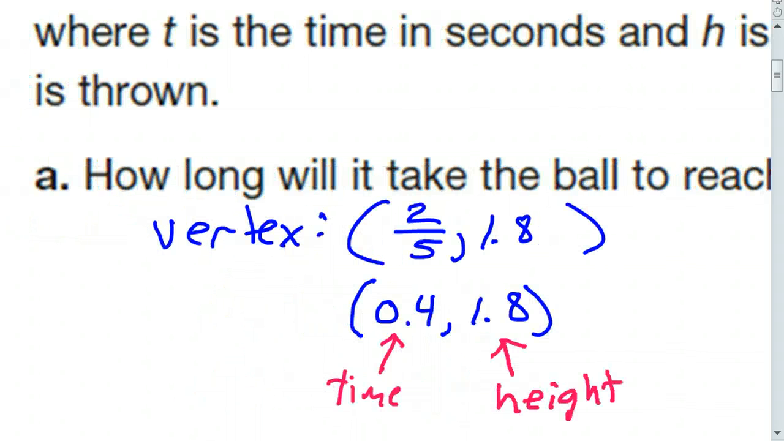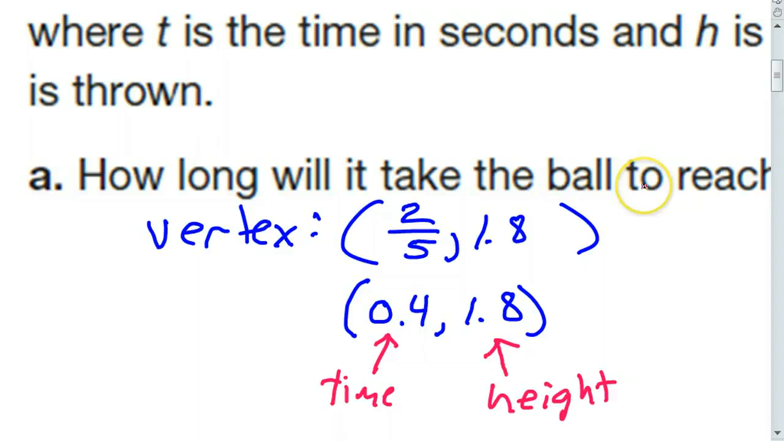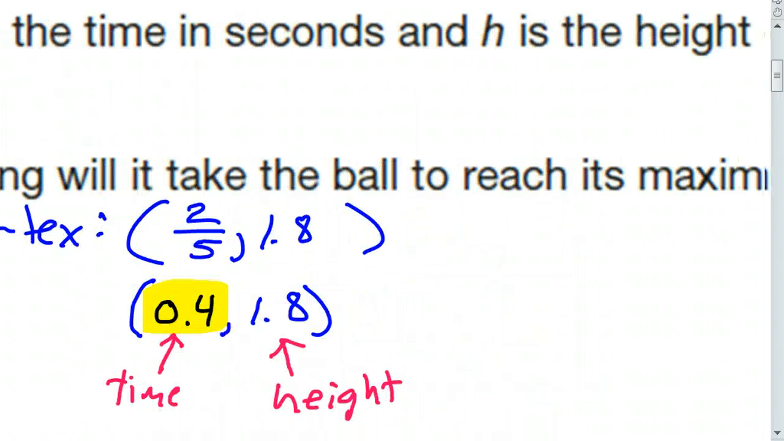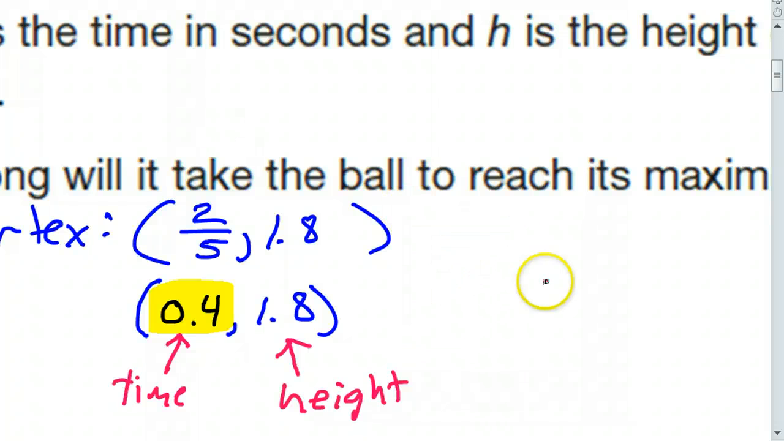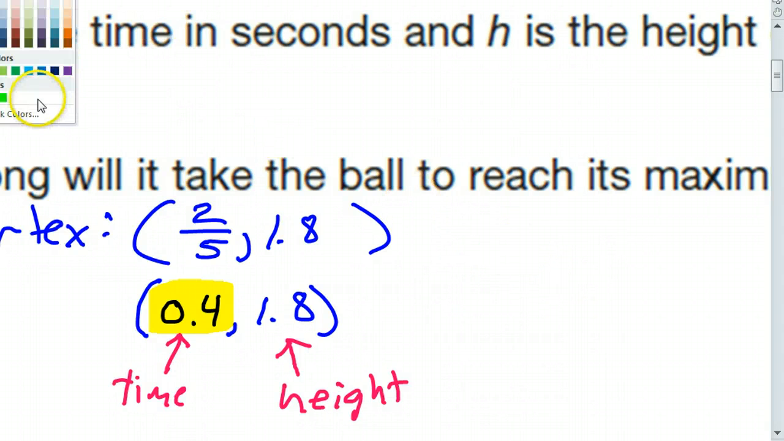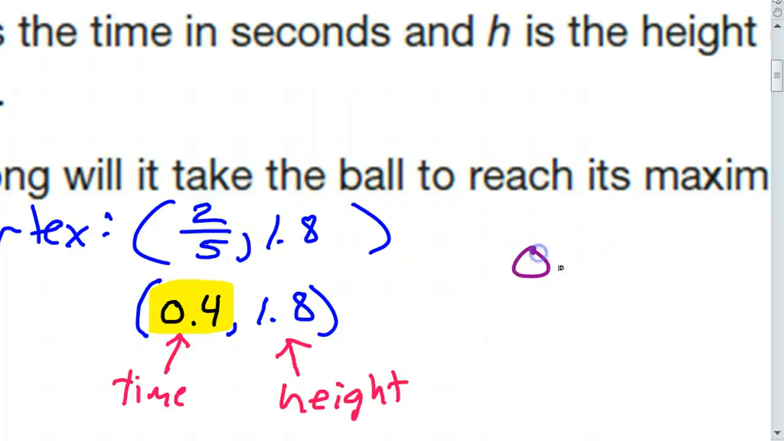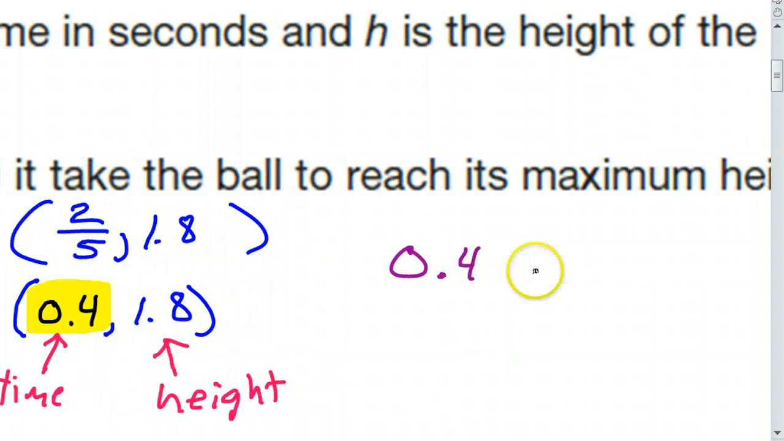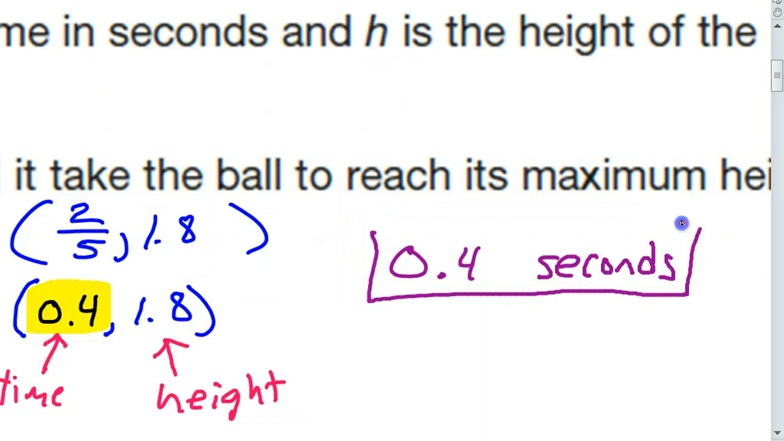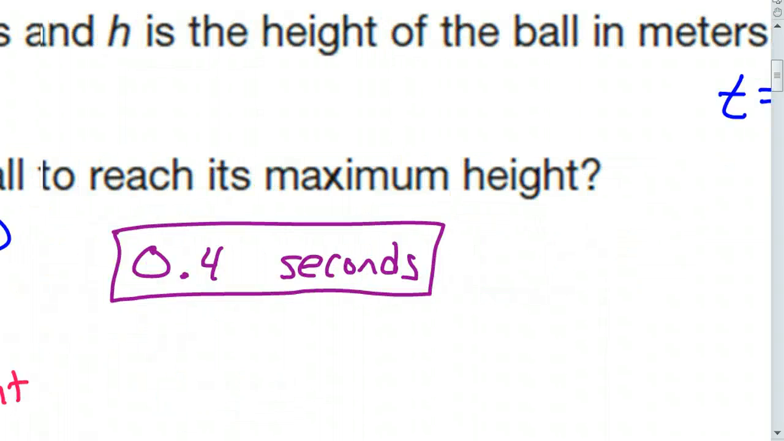Okay? So when they say how long will it take the ball to reach its maximum height, which one of these two numbers am I going to look at when it says how long? Yeah, how long? They're asking me about the time. So it's going to take 0.4 seconds. So the answer to this question is 0.4 seconds, because they said how long.